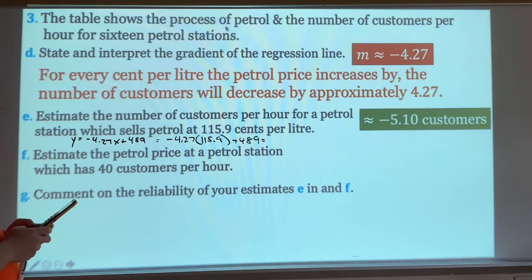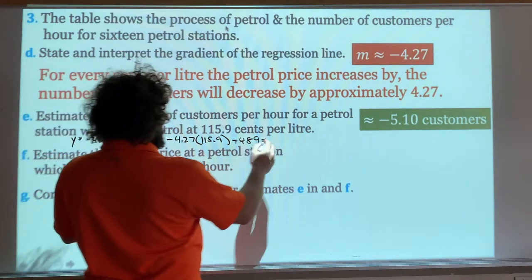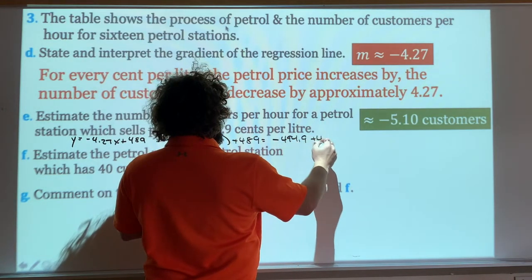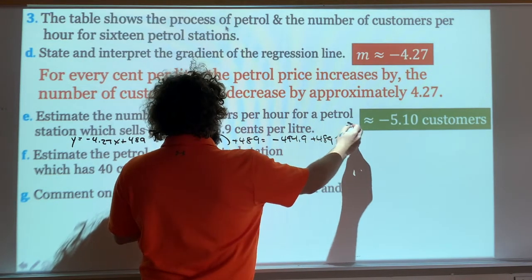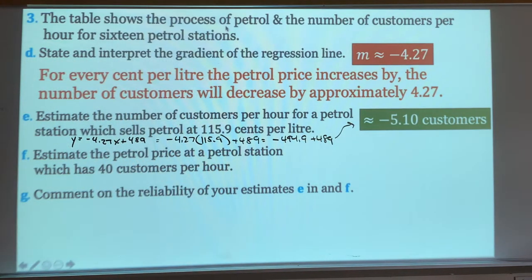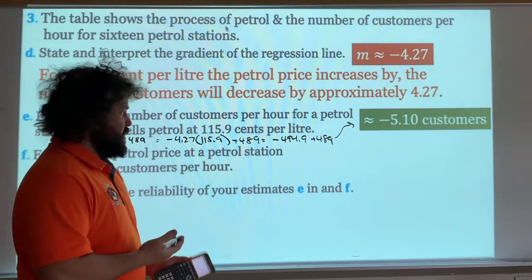Because that's negative 494.9 plus 489. So negative 494.9 plus 489, and that's how we get this number. Does that make sense? No, it doesn't. You would never have a negative amount of customers.